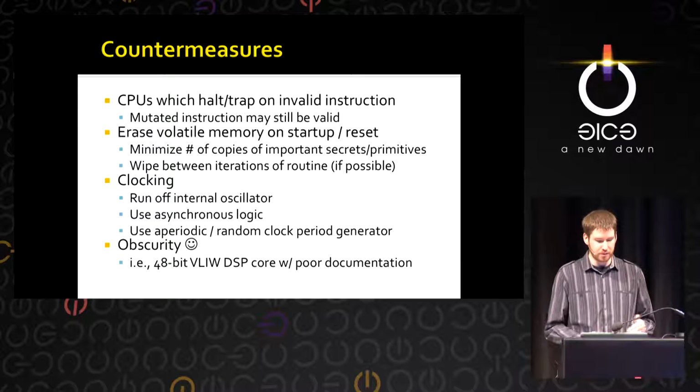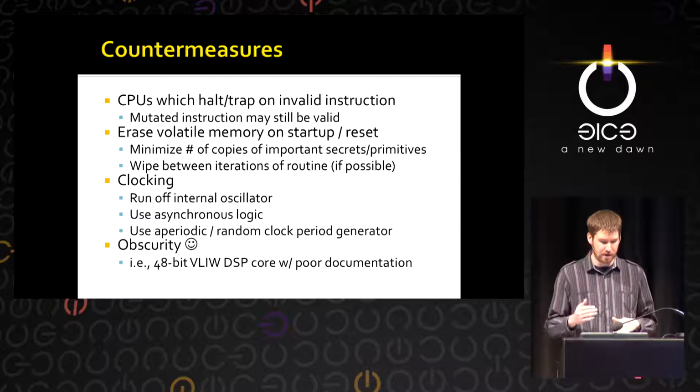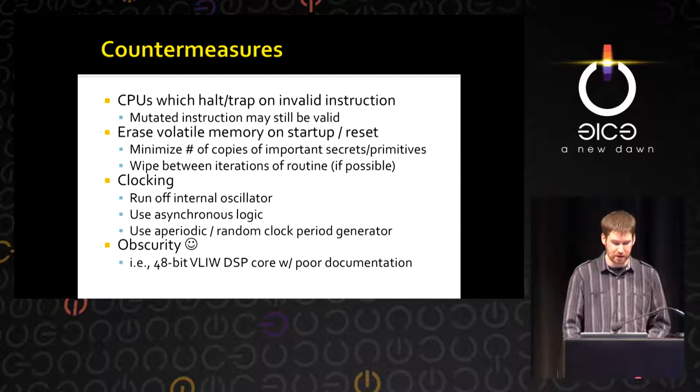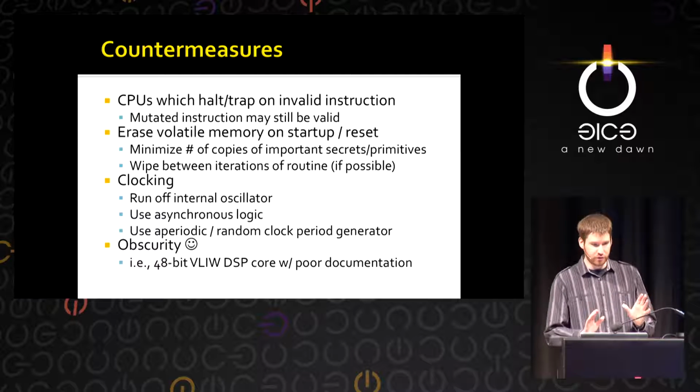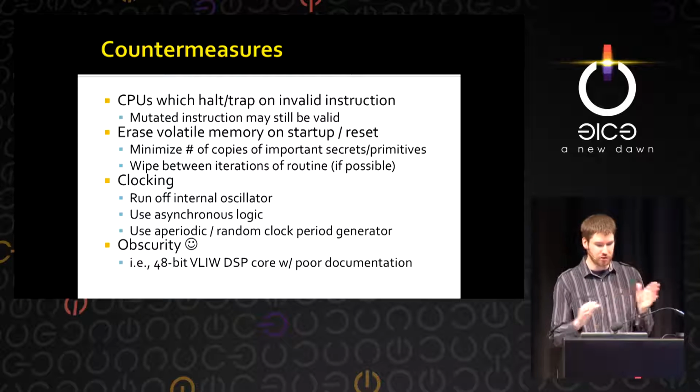So what you want to do is minimize the number of copies of important secrets or primitives. So like for RSA, P and Q, or any combination of those intermediate values that could derive back to your private key. Keep as few of those as possible, and obviously wipe them between iterations of a routine in certain parts of the program if you don't need them. If you don't need them, get rid of them.